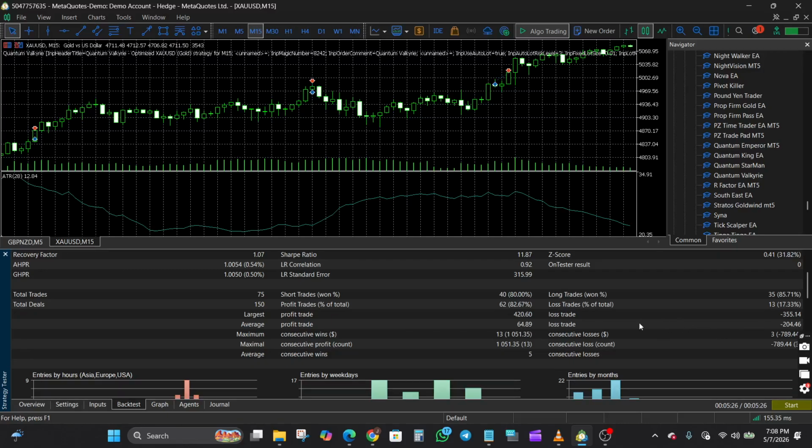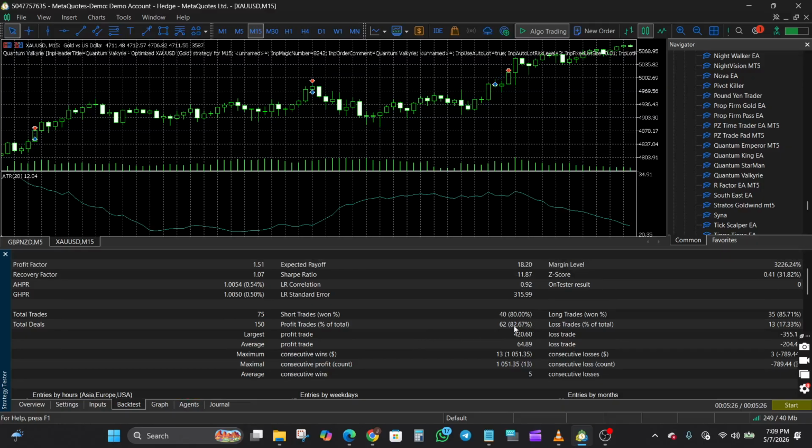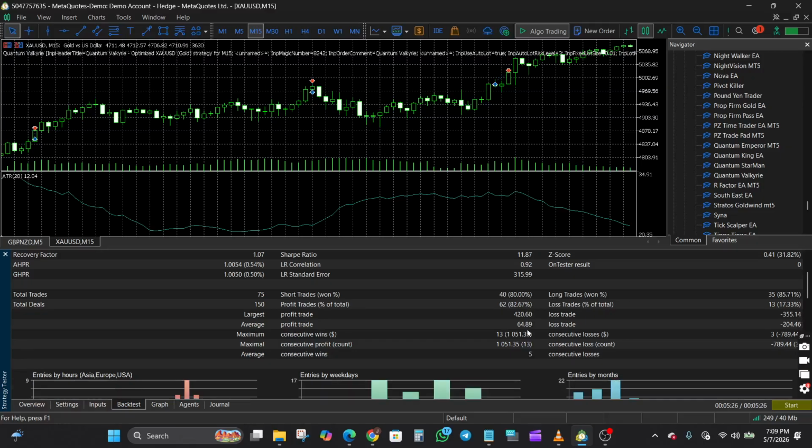So this tells me that the risk to reward ratio is not good. You can see the average winning trade and the average losing trade. That gives us a bad risk to reward ratio, but it seems like the win rate overshadowed the bad risk to reward ratio.